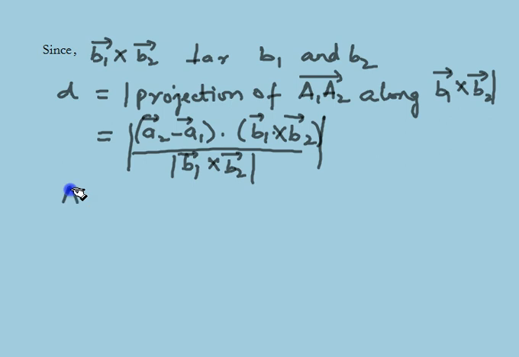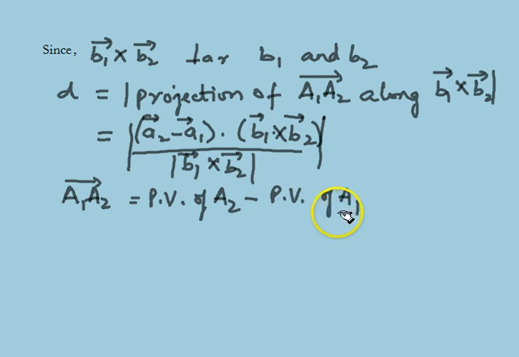Since vector A1A2 is equal to position vector of A2, which is a2, minus position vector of A1, which is a1, thus we have this vector equal to a2 vector minus a1 vector. Thus we have obtained the value of the shortest distance between two non-parallel lines.